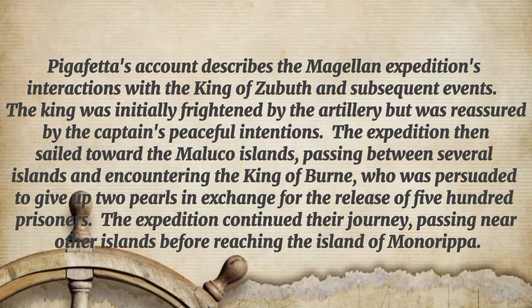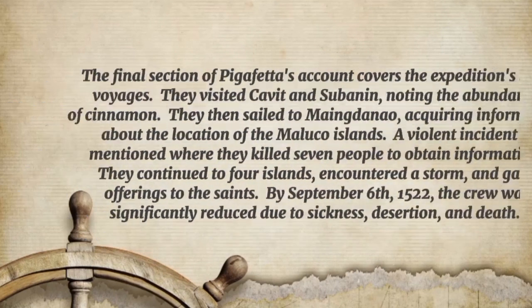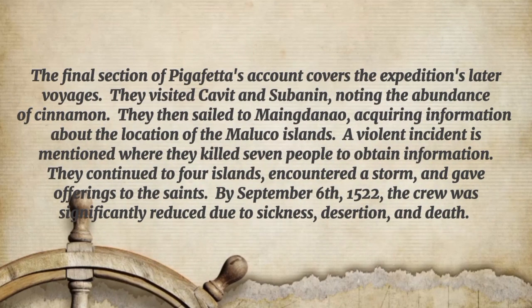The expedition then sailed toward the Molucca Islands, passing between Siberia Island and encountering the king of Borneo, who was pressured to give up two pearls in exchange for the release of 500 prisoners. The expedition continued their journey, passing near other islands before reaching the island of Monorepa. The final section of Pigafetta's account covered the expedition's later voyage.